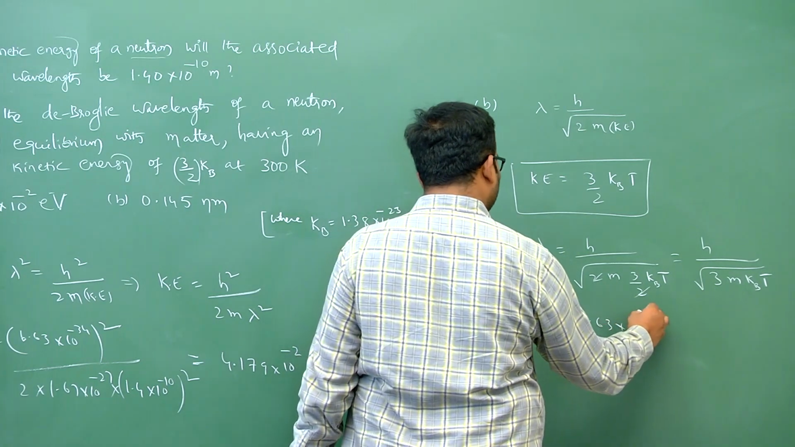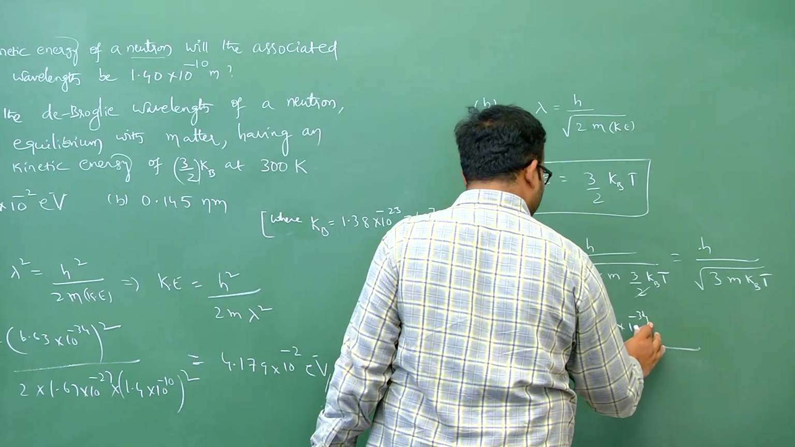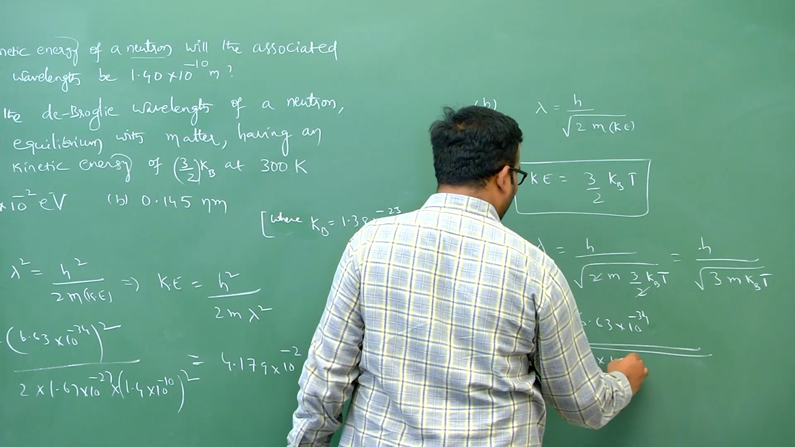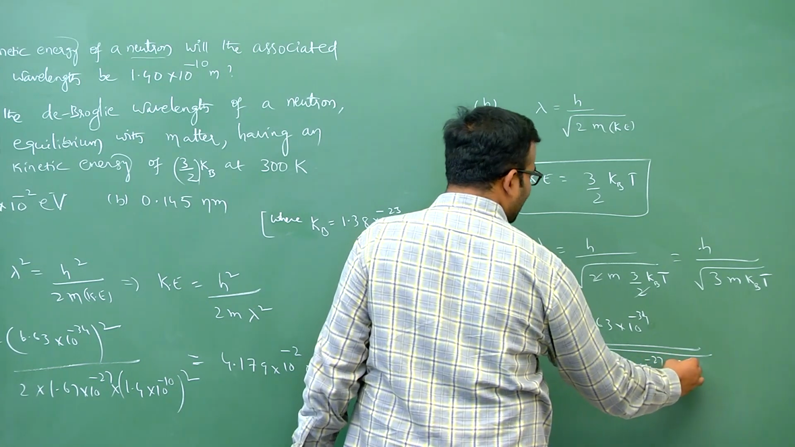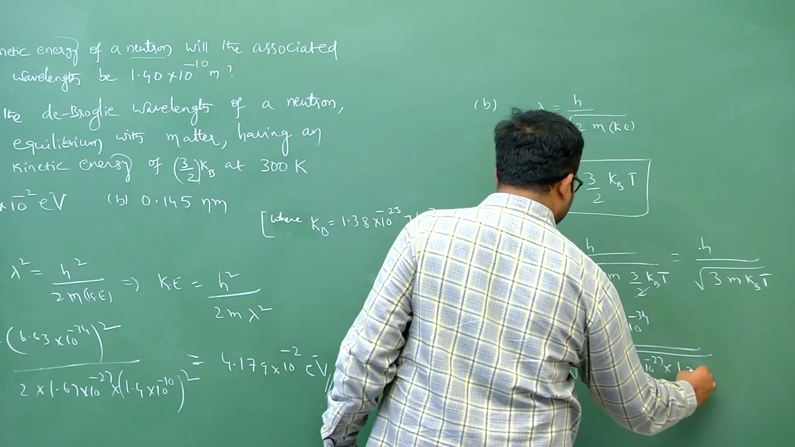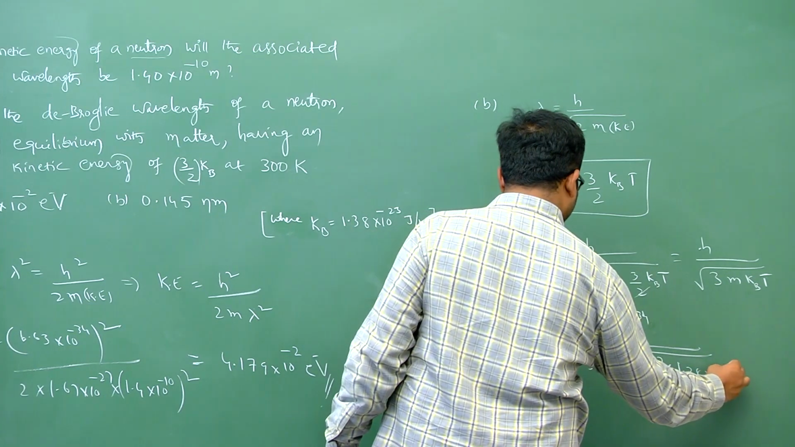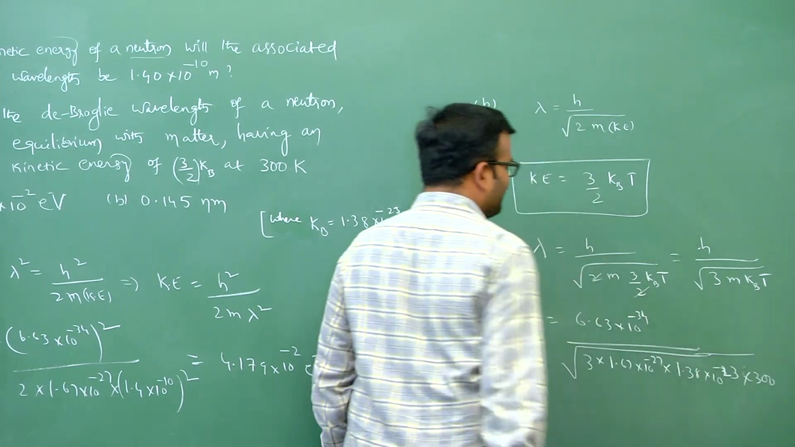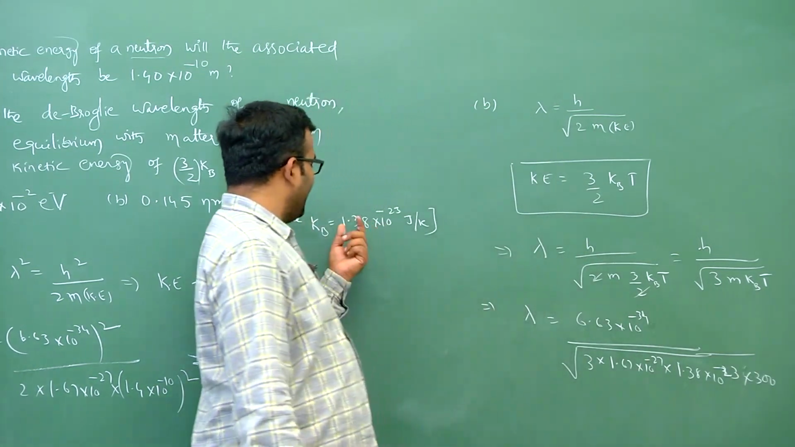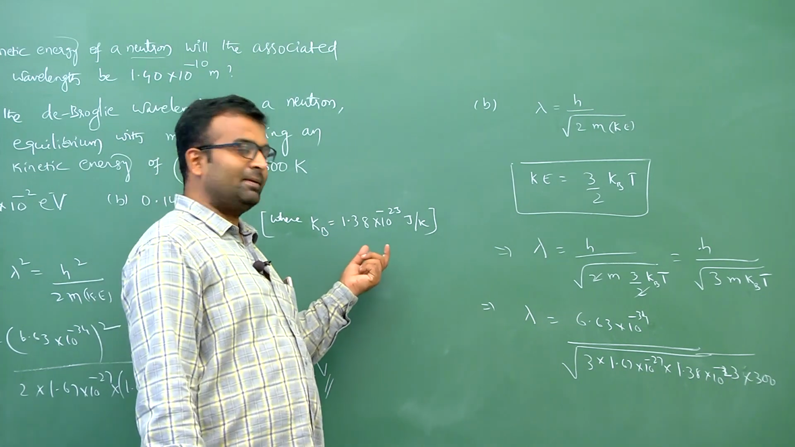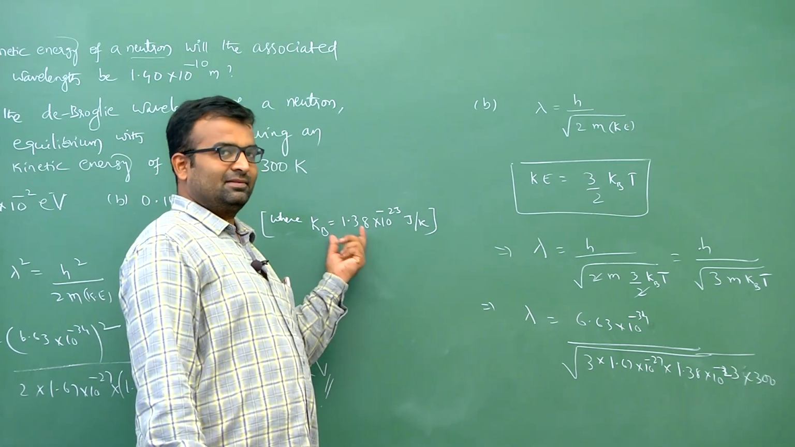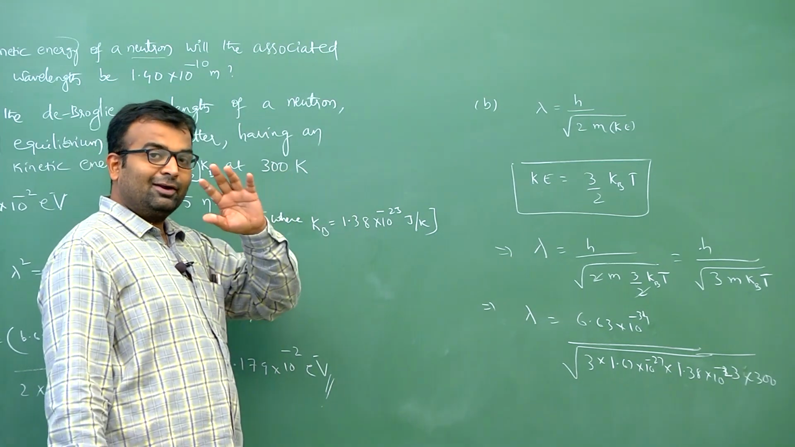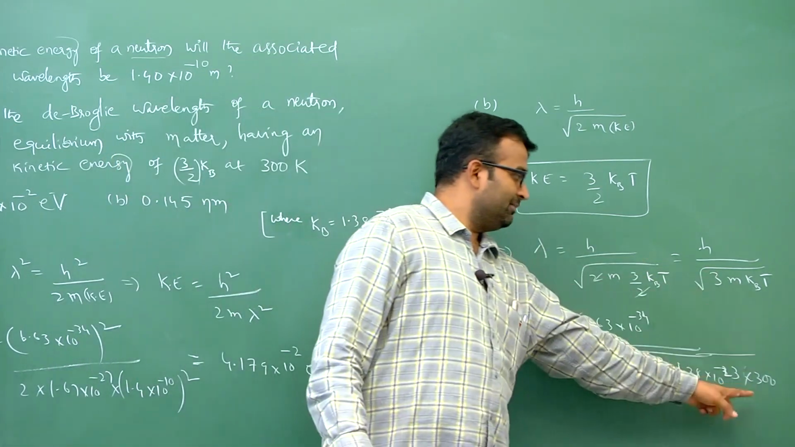6.63 into 10 to the power of minus 34 is the substitution in the numerator, because it is Planck's constant, small h value. Square root of 3 times the mass of the neutron, 1.67 into 10 to the power of minus 27 kg, kB value is 1.38 into 10 to the power of minus 23, into room temperature value, mentioned as 300 Kelvin. Even in case they have not mentioned the Boltzmann constant, you need to remember this value. And one more thing, if the temperature is in degree Celsius, convert it into Kelvin, and after converting into Kelvin, go for substitution of the temperature value.